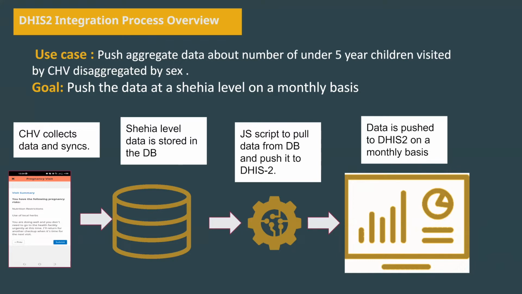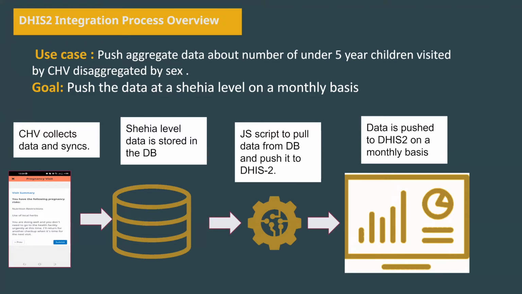And I thought it would be easier to go through the how by showing you a use case. So imagine we want to push aggregate data about the number of under 5 children visited by CHV, disaggregated by sex. And our goal is to push the data at a Shahia level on a monthly basis. Now, a Shahia is basically a location below a district level, and that's where our CHVs work and report the data. So the diagram you see below is a bird's eye overview of the integration process.